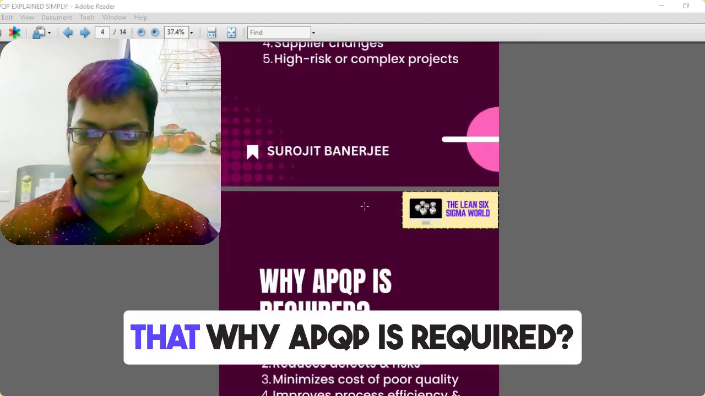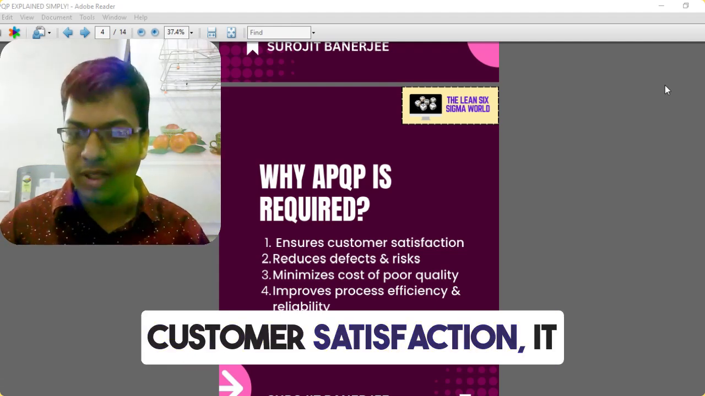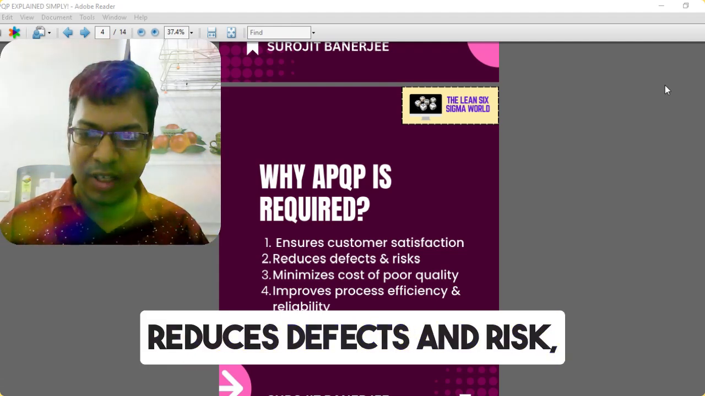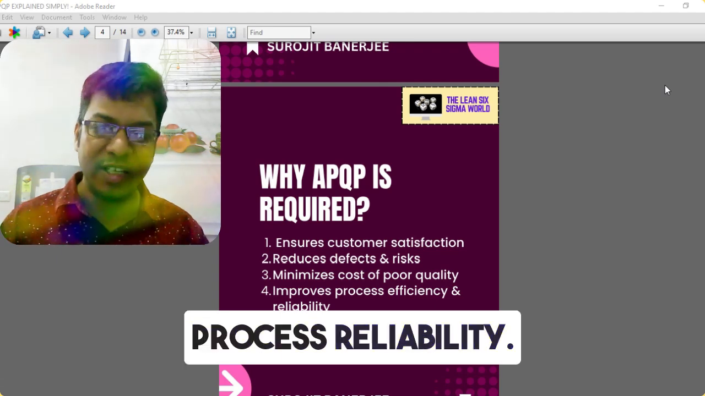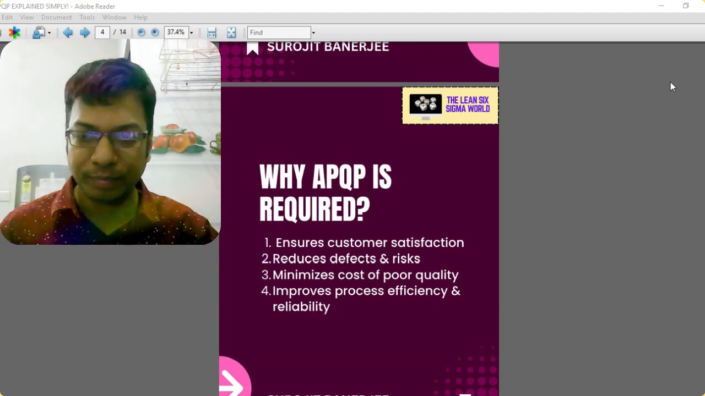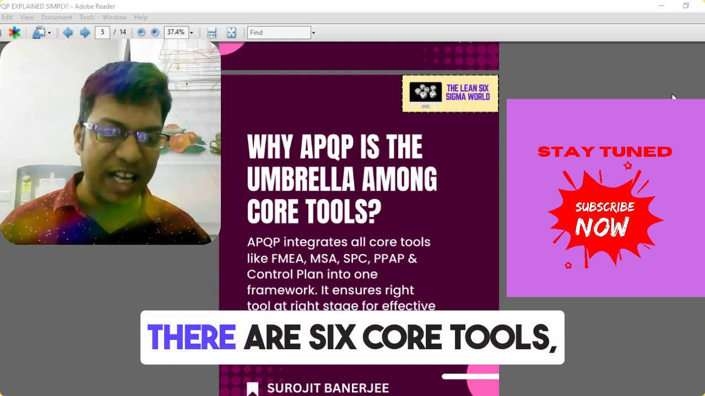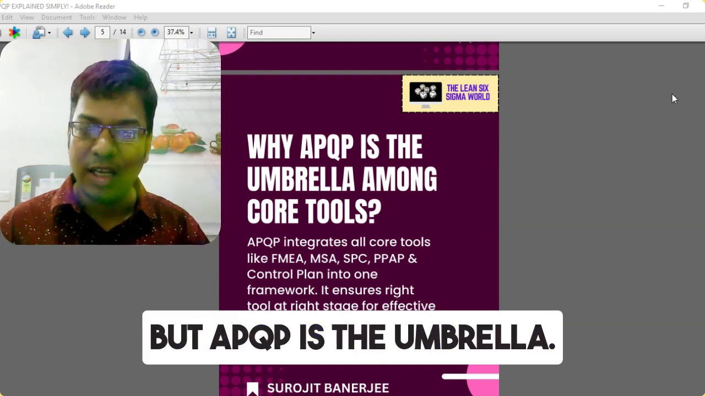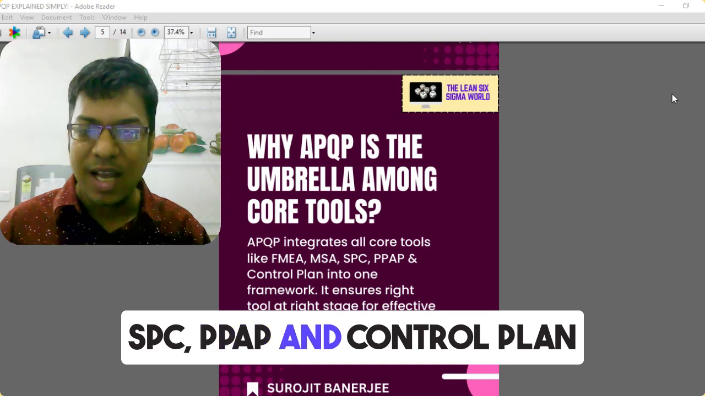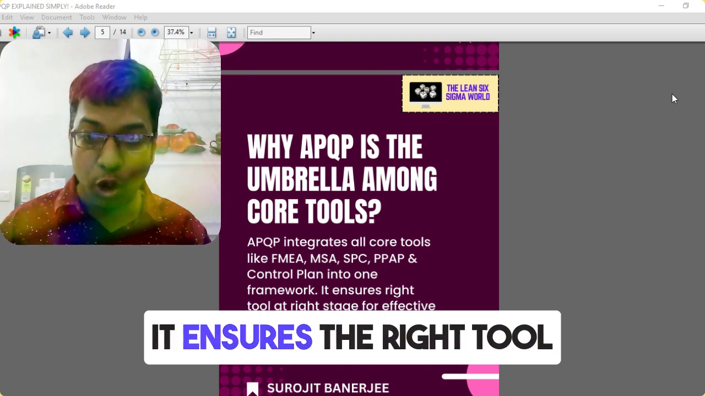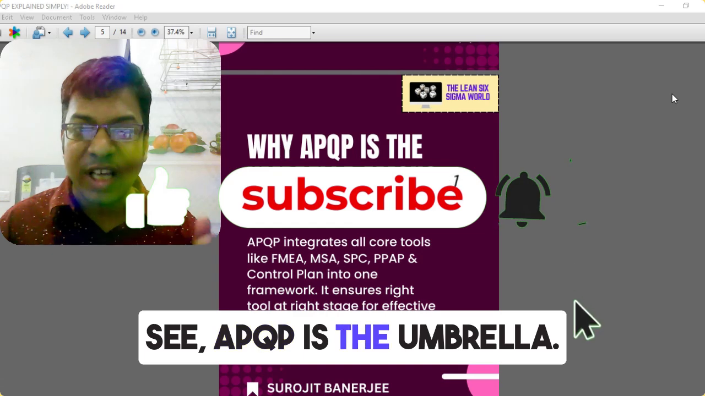Now we need to understand why APQP is required. Because it ensures customer satisfaction, it reduces defects and risk, it minimizes the cost of poor quality, it improves process efficiency and process reliability. For all these reasons, we require APQP. Now we need to understand why APQP is the umbrella among core tools. There are 6 core tools, but APQP is the umbrella. Because APQP integrates all core tools like FMEA, MSA, SPC, PPAP, and control plan into one framework. It ensures the right tool at the right stage for effective quality planning. See, APQP is the umbrella.